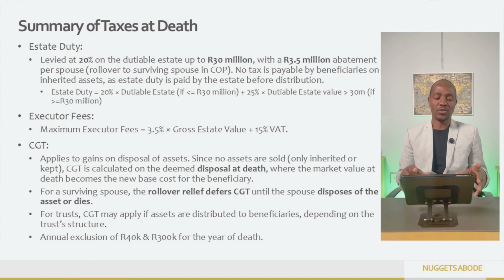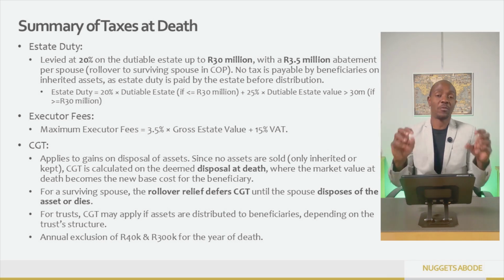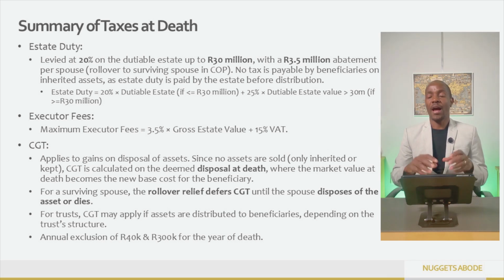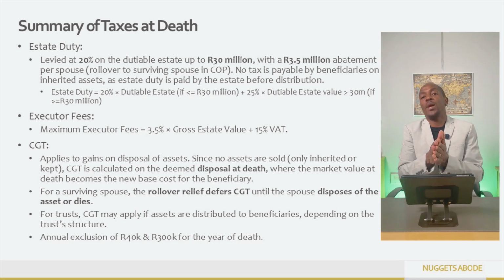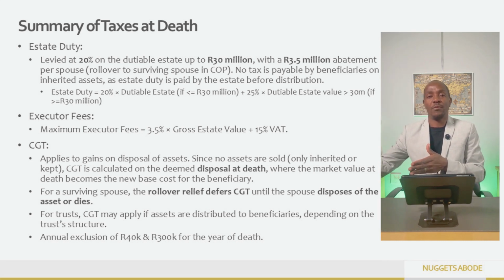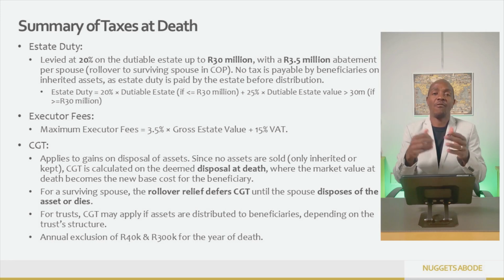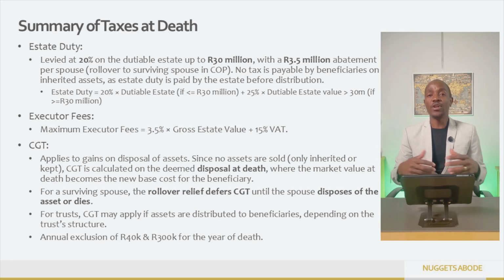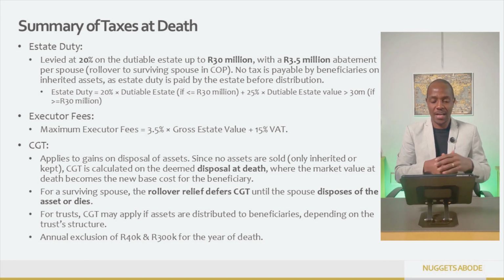When it comes to estate duty, it's levied at 20% on the first 30 million, if I'm contextualizing to here in South Africa. However, there's a 3.5 million abatement, and this is also rolled over to a spouse. So if you owned your estate jointly with your spouse, you'll be able to roll over, and at the point of death of the surviving spouse, they'll get double the abatement available to them. No tax is paid by the beneficiaries; it's paid in the estate of the deceased.